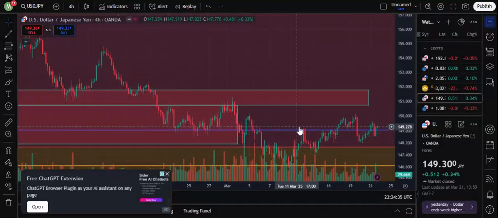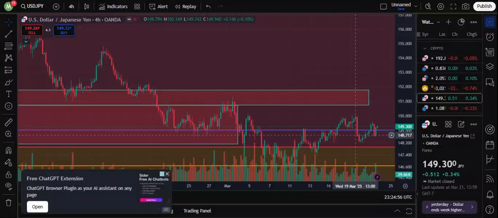I got stopped out on USDJPY around this area. I thought price would come back, and price came back and stopped me out, and then it broke down and was just doing some kind of things around this area.